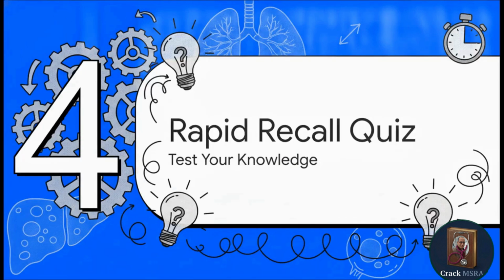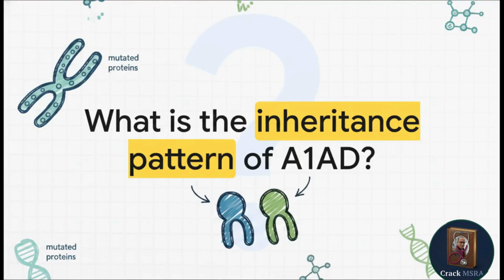All right, time to see what actually stuck. Let's jump right into Section 4, the MSRA Rapid Recall Quiz. Think fast as we go through these. Question 1. What is the exact genetic inheritance pattern of alpha-1 antitrypsin deficiency? Got it? It is autosomal codominant. Both alleles are actively pulling their weight to create the phenotype.